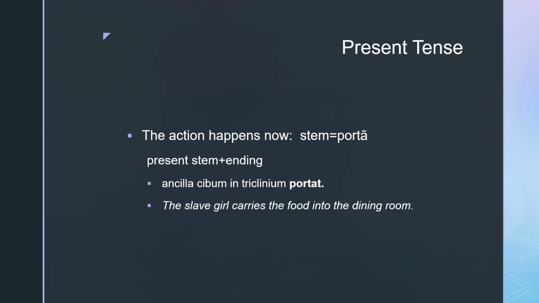So the present tense, you would take that present stem, porta, add one of the endings we just discussed. That's your verb. And present tense, we know, happens right now. The slave girl carries the food into the dining room. Or you could say is carrying the food into the dining room.